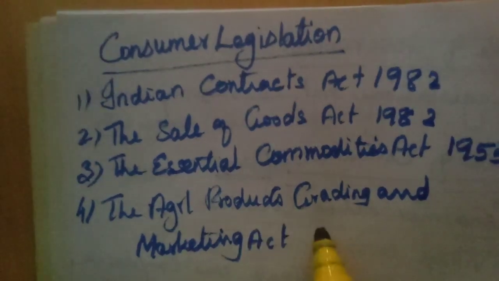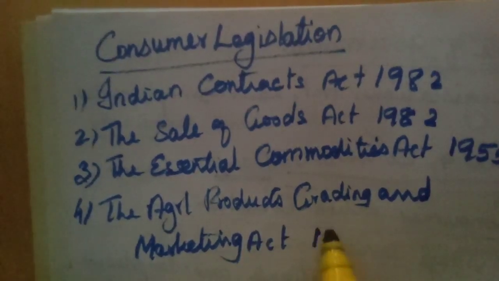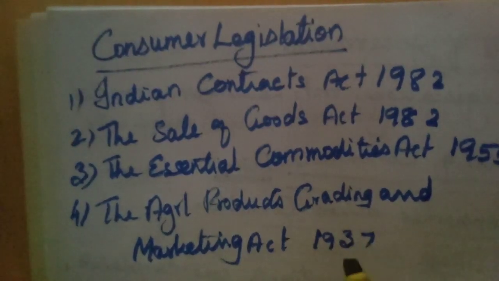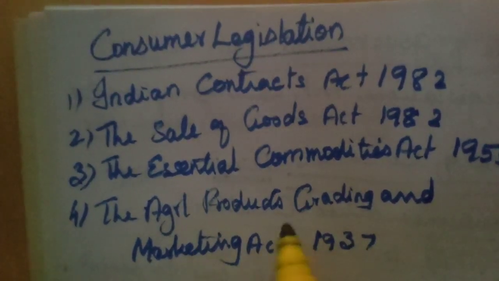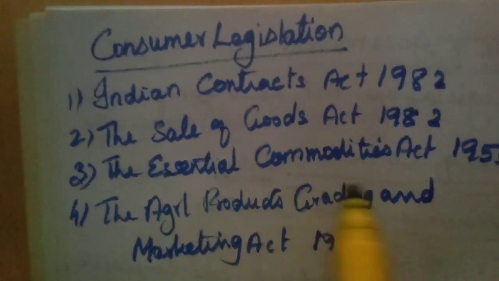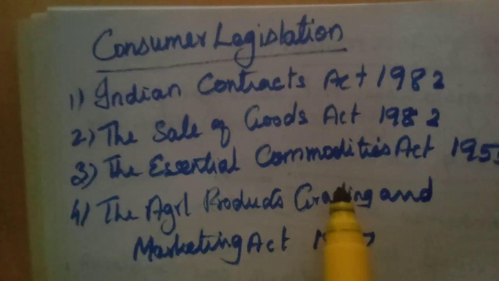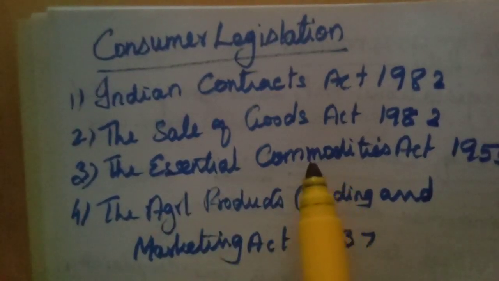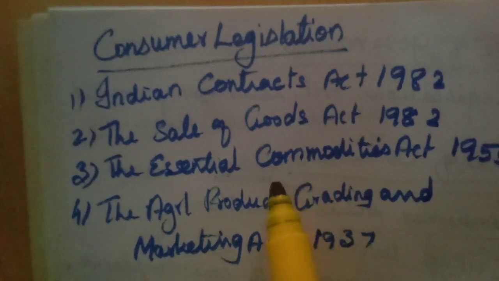Marketing Act, 1937. They will be regulating the supply of the agricultural products. Here the essential commodities, we know the rice, all the things that we use daily, isn't it? Essential commodities. Sale of Goods Act, commonly for all the consumer goods.